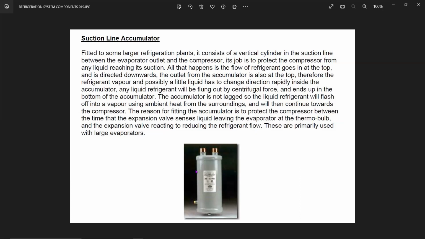So these are primarily used with large evaporators, ठीक है. So ये क्वेश्चन पूछा गया था somewhere, I think it was asked by विजय यादव और पकरासी सर के: what is preventing your liquid from reaching the compressor suction?